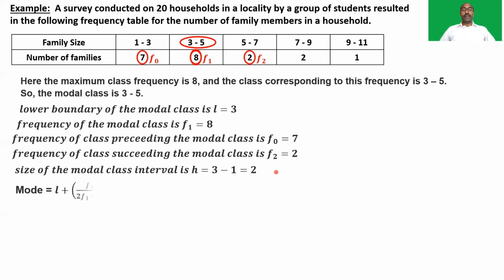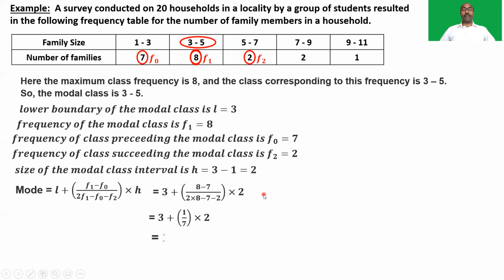Now the mode is equal to L plus (f1 minus f0) by (2 f1 minus f0 minus f2) into h. By substituting values, we get 3 plus (8 minus 7) by (2 into 8 minus 7 minus 2) into 2, which is 3 plus 1 by 7 into 2, that is 3 plus 2 by 7. By dividing 2 by 7, we get 0.286, so the value is equal to 3.286.